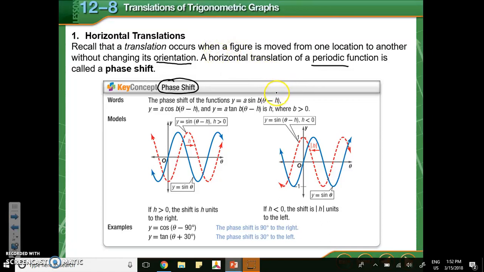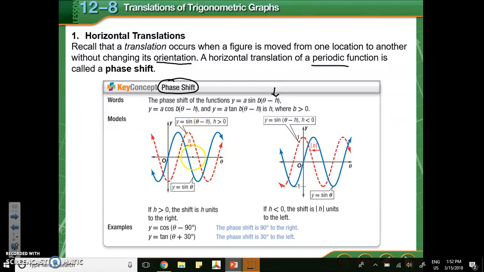So phase shifts happen when I have something added or subtracted to my theta inside of my trigonometric function. So just like with other functions, if I have something added or subtracted inside my function, it's a horizontal translation. Same thing with trig functions, with periodic functions.